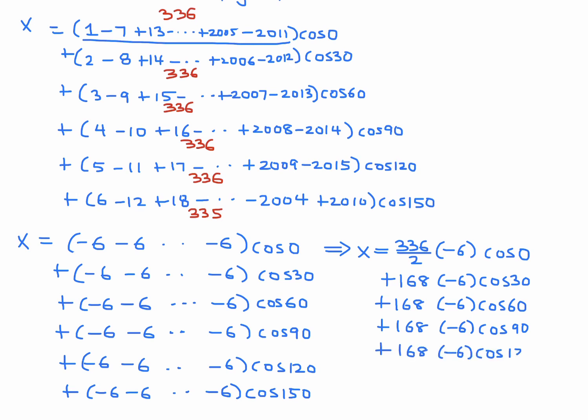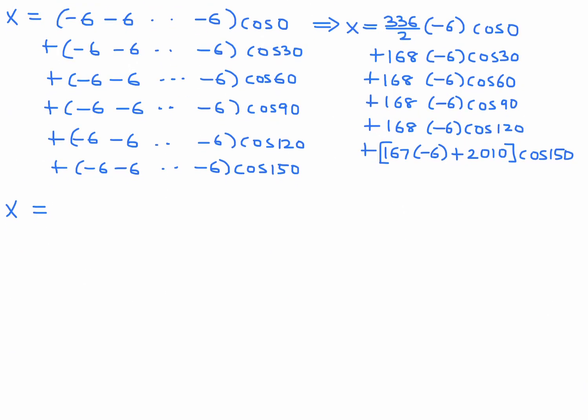Now the last one is the only one that is a bit tricky, because there's only 335, so that would mean there's 167 of those pairs, right? But then there's an additional one guy left over at the end without a pair, because there's no 2016 to subtract, so you just have to put that in there like that. Cos 150. All right, so significant progress is being made. Let's continue here. So we're going from here to here.